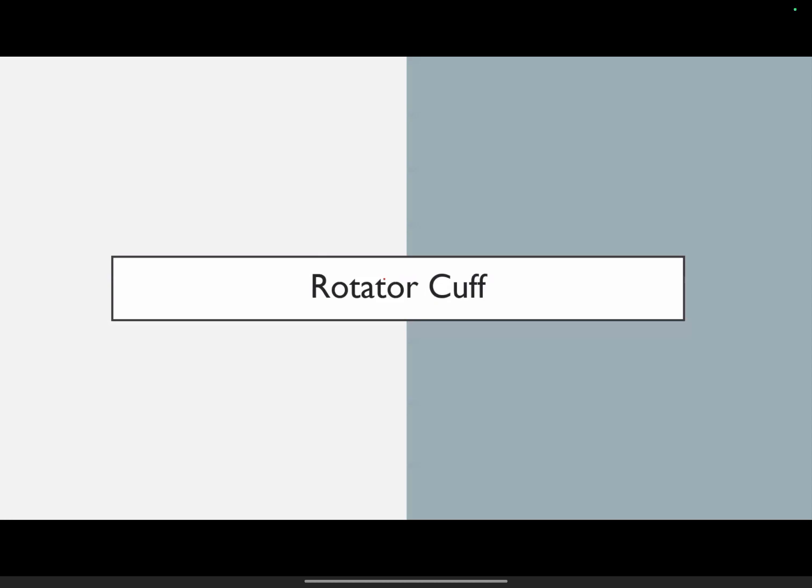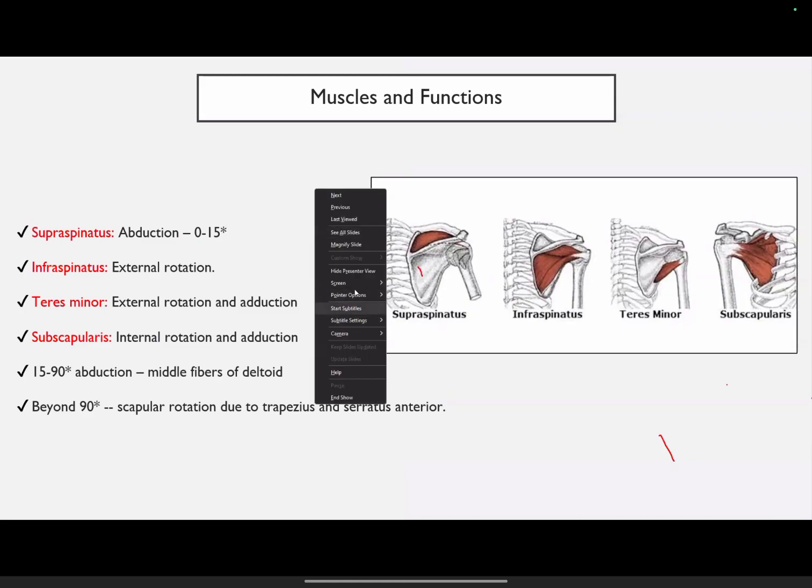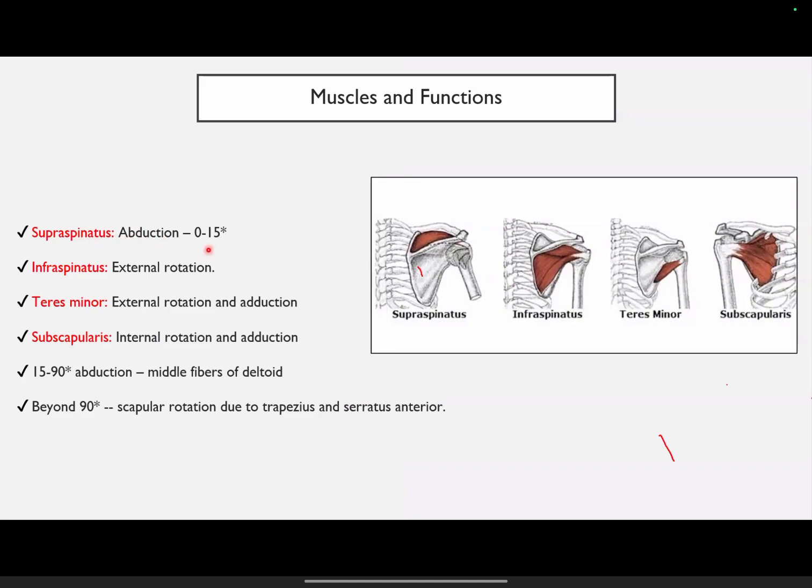Next we will discuss the rotator cuff. The rotator cuff is made up of four muscles: supraspinatus, infraspinatus, teres minor, and subscapularis. Supraspinatus function is basically abduction from 0 to 15 degrees. Infraspinatus function is external rotation. Teres minor also does external rotation but helps in adduction also. Subscapularis will do internal rotation and adduction. After 15 to 90 degrees, abduction will happen by the middle fibers of the deltoid. Beyond 90 degrees it will be done by trapezius and serratus anterior muscle.